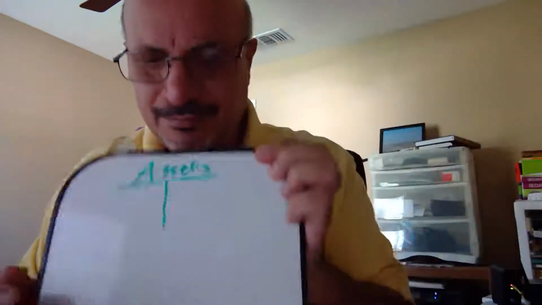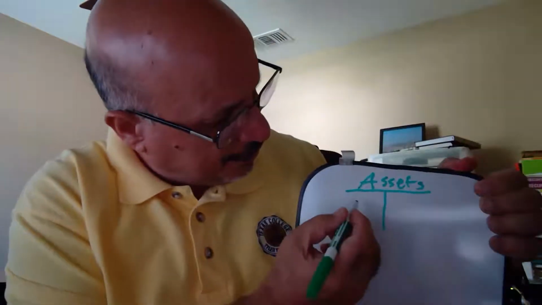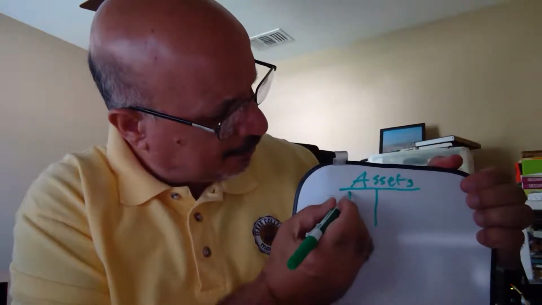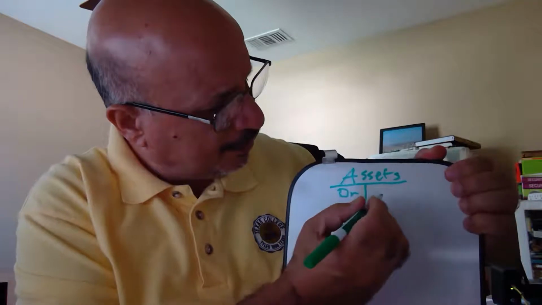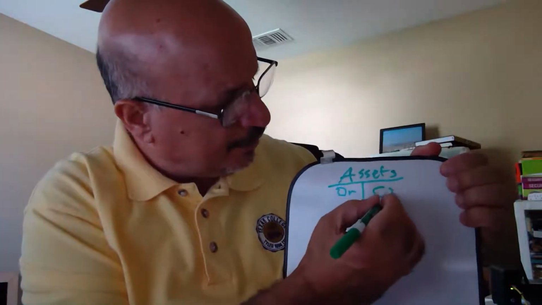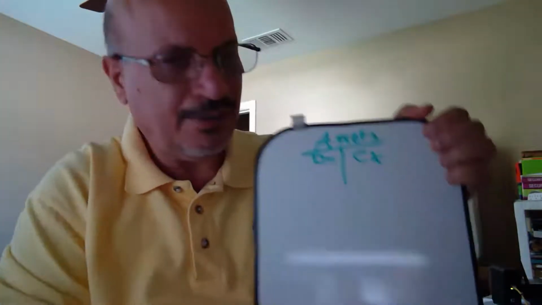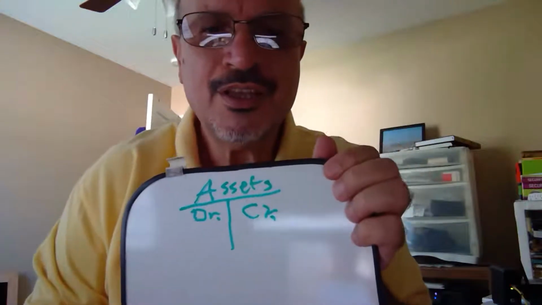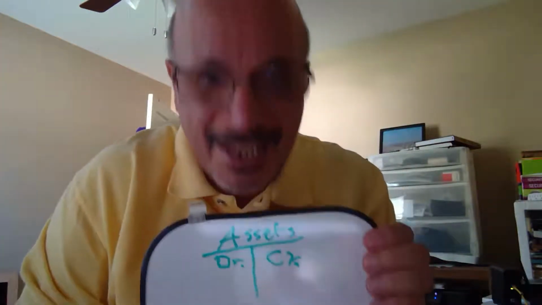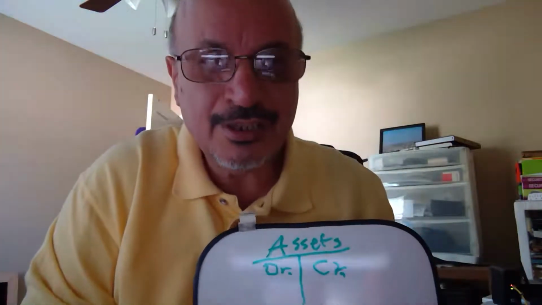All right. We always say this is the left side, DR, and the right side of the T account is CR. Okay. For all assets, listen to me carefully.